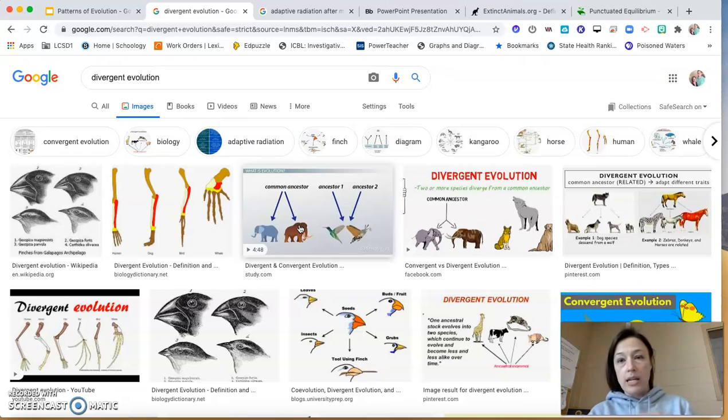So it's just when a common ancestor splits or speciates into multiple species, and those species slowly accumulate mutations that make them more and more different so that they can fit better into their environment. I can explain why divergent evolution, adaptive radiation, often occurs rapidly after a mass extinction.